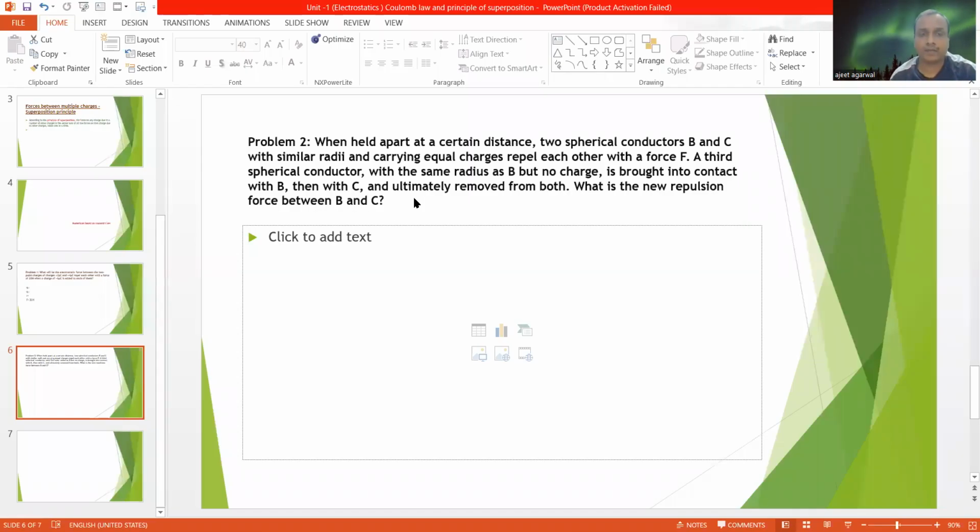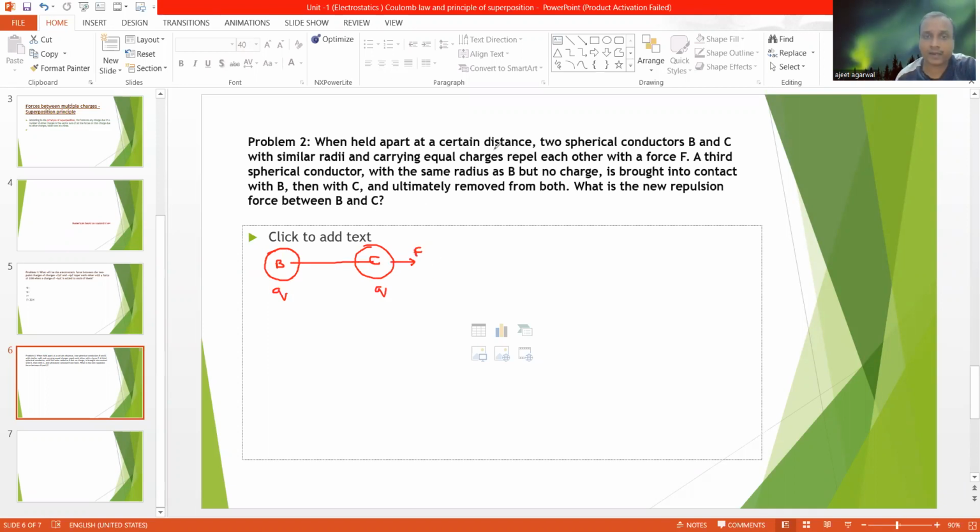One more numerical problem is: when held apart a certain distance, two spherical conductors B and C with similar radii and carrying equal charges repel each other with a force F. What is given to you? That you are given two charges. Say this is B, this is C. Both are similar conductors having the same radii and equal charges. Suppose the equal charges given are Q and Q. Both repel each other with a force F. Because they are a similar type of charge, they will repel.